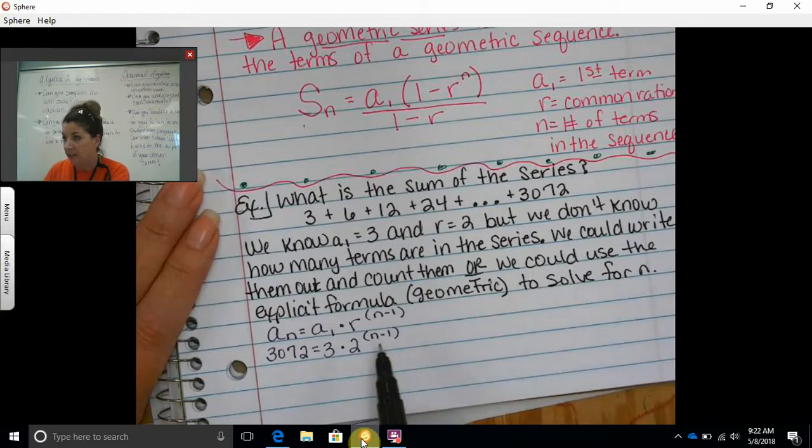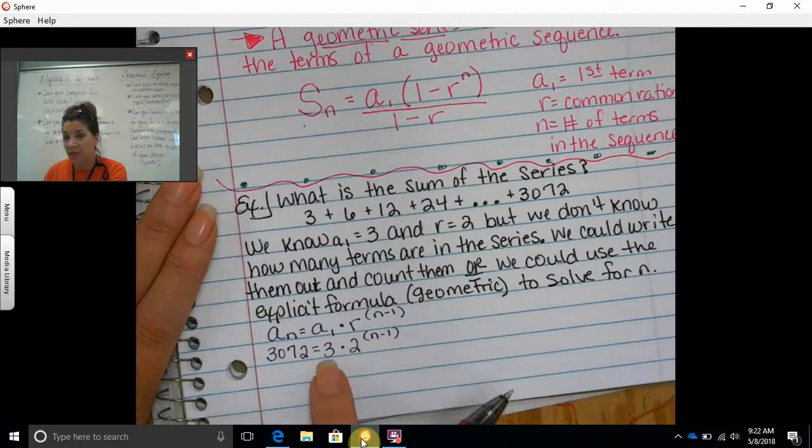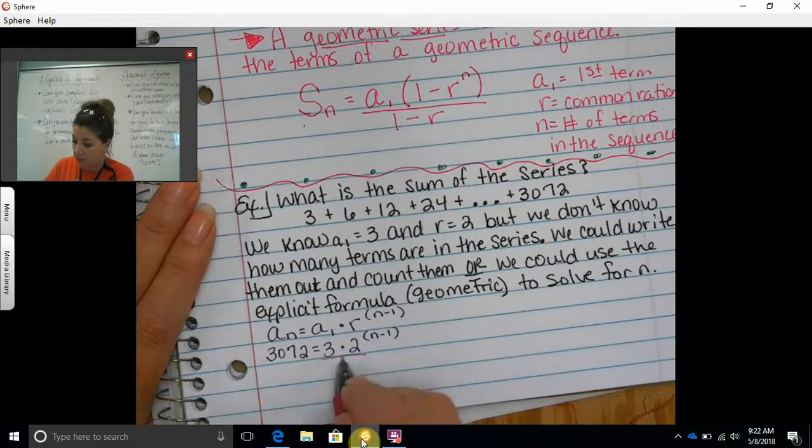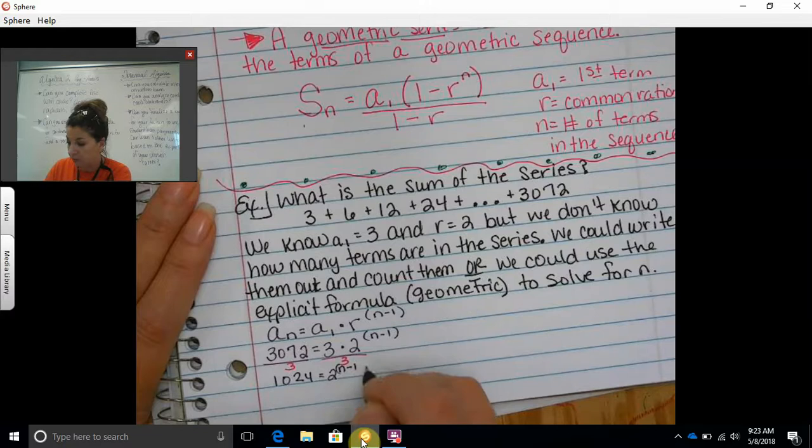Now, my variable that I'm solving for is in my exponent, okay? So for now, can I multiply that 3 and 2 together? No. I want to solve for n, it's in the exponent. Can I get rid of this 3? How would I do that? Divide both sides by 3. 3,072 divided by 3 is 1,024 equals 2 raised to the n minus 1.